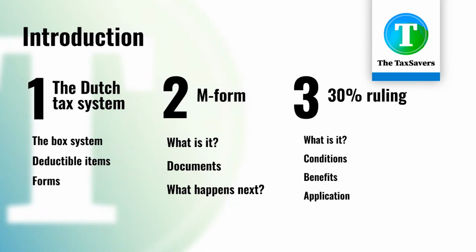Firstly, we'll tell you some general information about the different tax boxes, the deductibles, and the different type of income tax forms. Secondly, we're going to focus on the M form. We'll explain what it is and what you'll need to prepare it. And last but not least, we'll talk about the 30% ruling. For those of you who are not familiar with it, we'll explain what the ruling is, what the conditions and benefits are, and how you can apply for it.